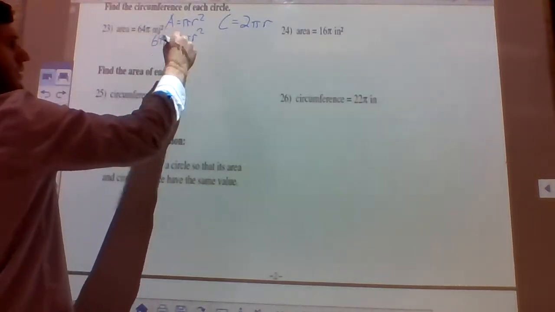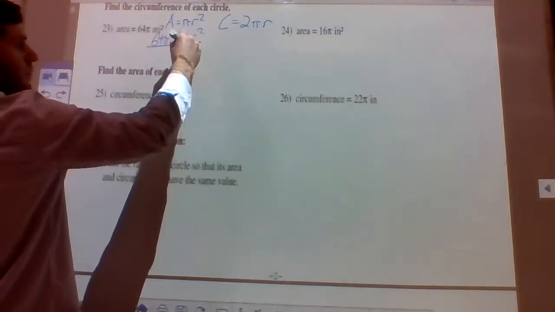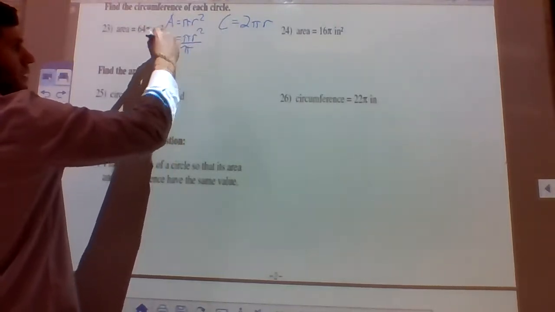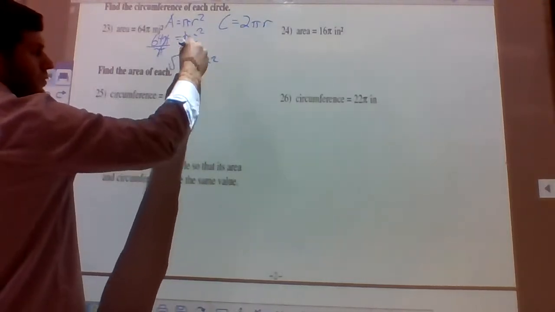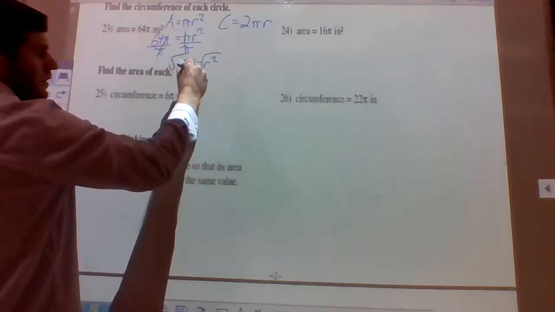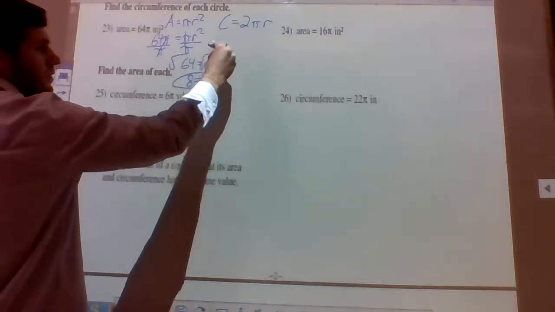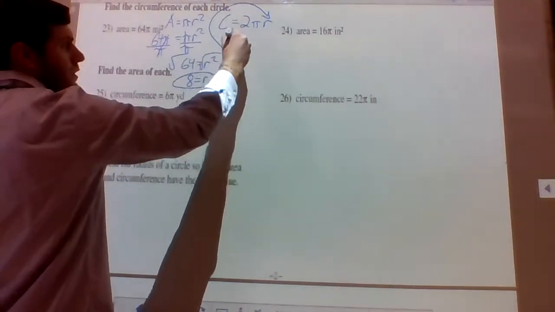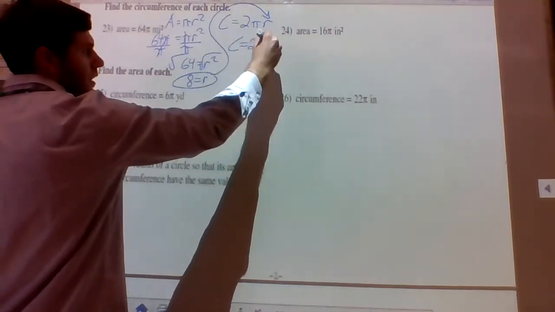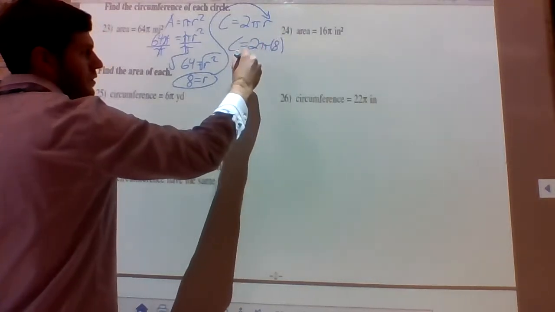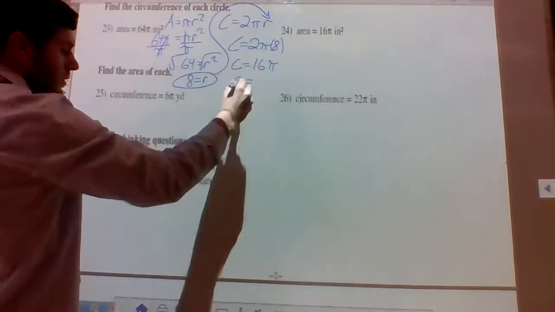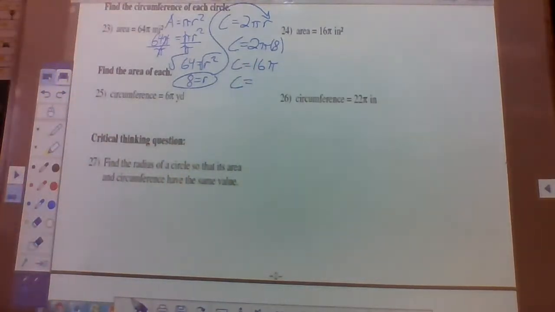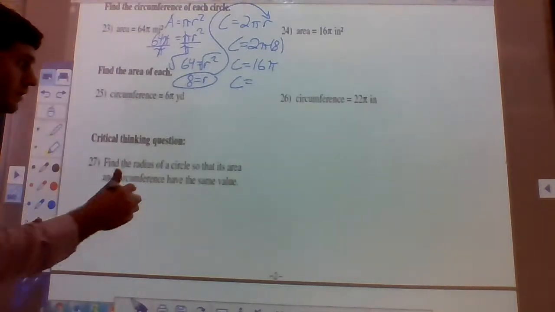If we divide both sides by pi, the pi's are going to cancel out. We get 64 equals r squared. If we take the square root of both sides, we get 8 equals r. We can then substitute that into our circumference equation. We get 2 pi times 8, which is 16 pi, which is going to be 50.3.